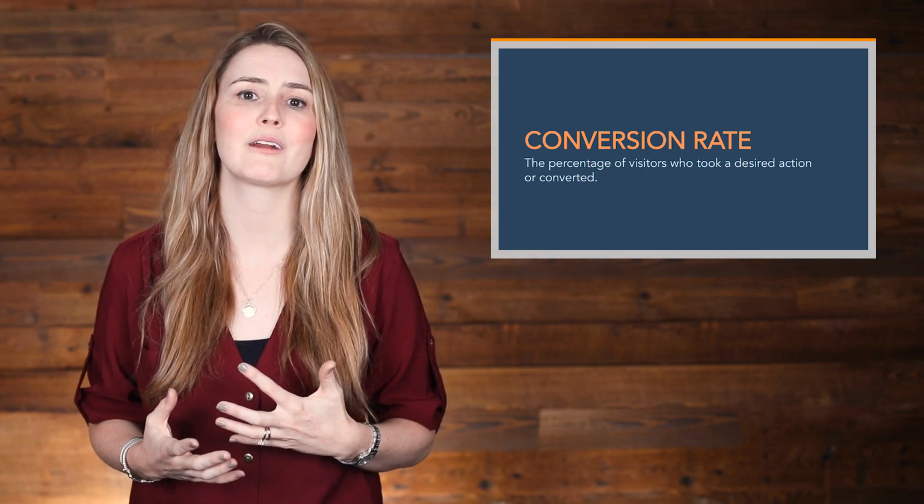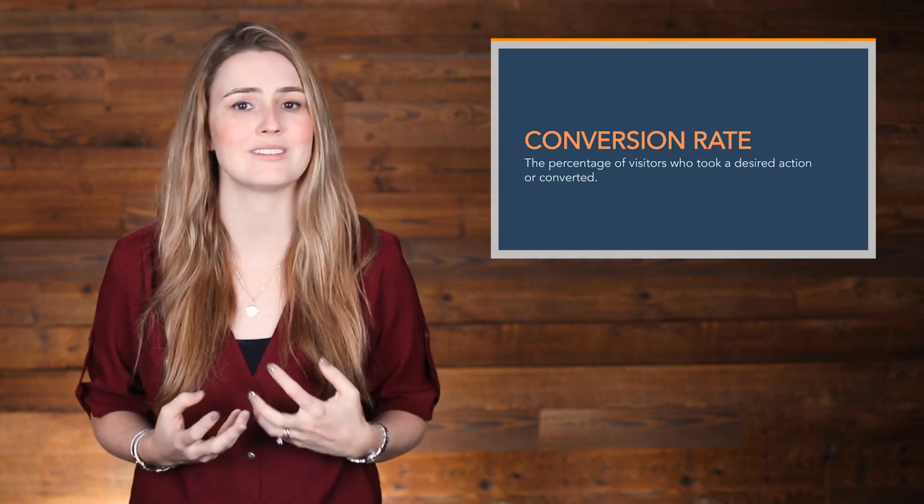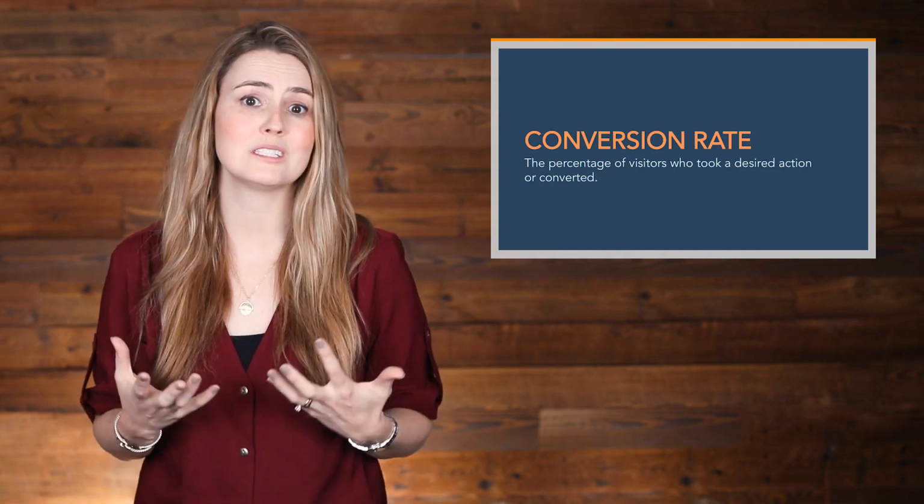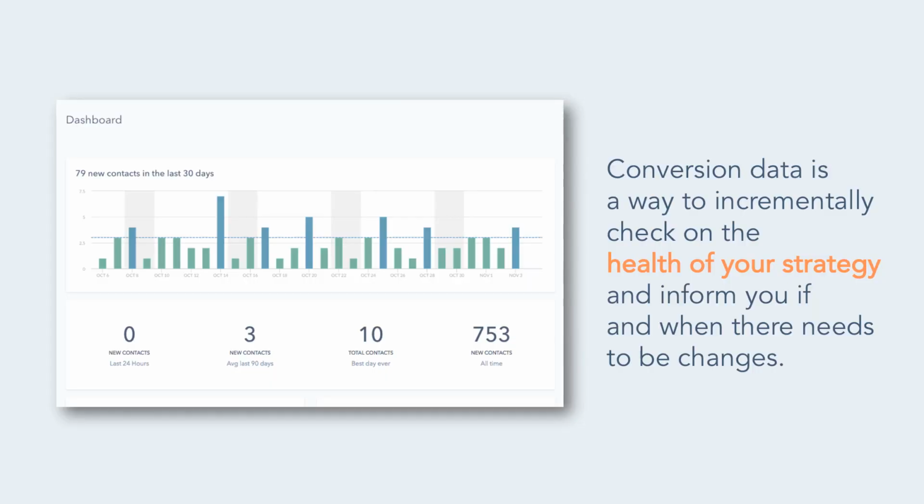Conversion is one of the marketing areas you'll encounter that's tied with data. That's because conversions are only tangible if they can be measured. Think of conversion data as a way to incrementally check on the health of your strategy and inform you if and when there needs to be changes. Traditional landing pages or blog post conversion paths can be static resources that need to be updated every now and again, but still manage to facilitate a one-to-many value add for your website audience. So conversions also allow you to start thinking outside the box when it comes to how you're interacting with your website visitors.